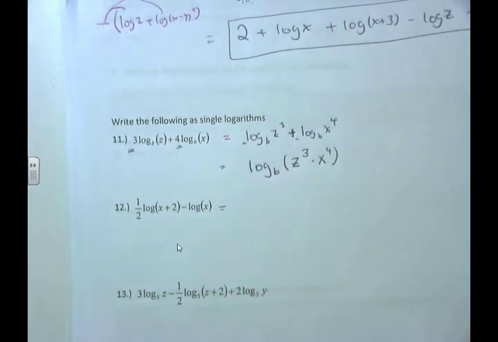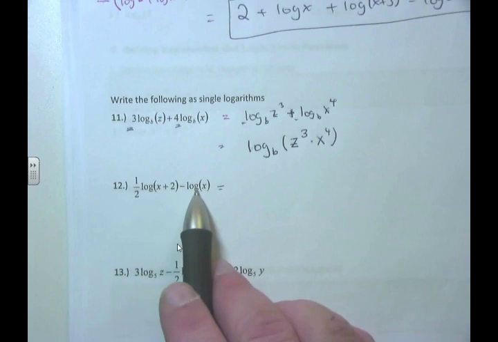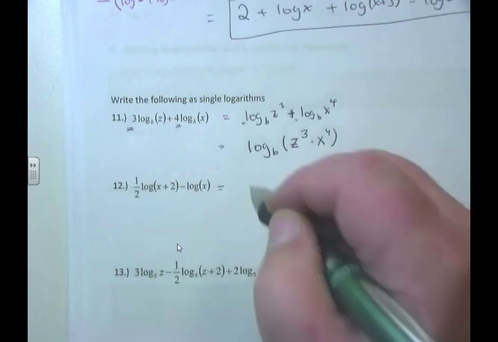Here is the next problem. 1/2 the log of x plus 2 minus the log of x. Well, it's understood both of them are base 10s. You have a half a power out front. If you have a coefficient out front, where did it come from? Where does it got to go back to?